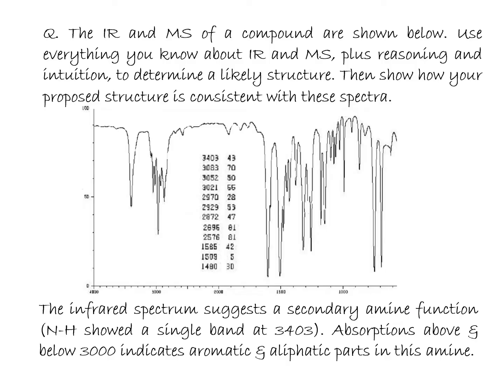The IR and mass of a compound are shown below. Use everything you know about IR and mass spec, plus reasoning and intuition to determine a likely structure. Then show how your proposed structure is consistent with these spectra. If you examine the IR in the region of OH-NH, we can see a single peak here.